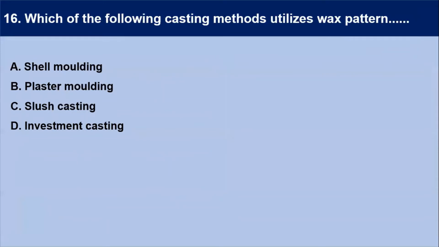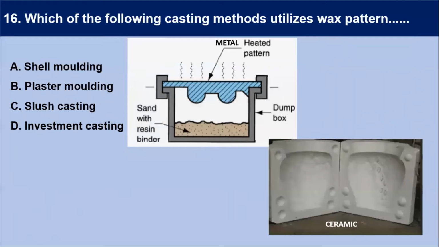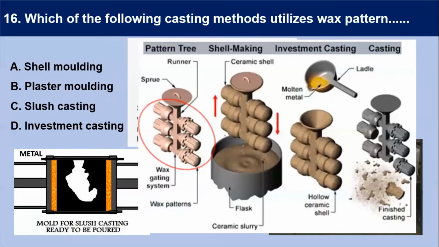Which of the following casting methods utilizes wax? Here, in shell molding we are not using a wax pattern, we are using a metal pattern. In plaster molding, we are using ceramics. And in slush casting also, we can use metal patterns. So ultimately, the remaining one is investment casting. In investment casting, the pattern which we are utilizing is a wax pattern. And that's why our answer is D, investment casting.